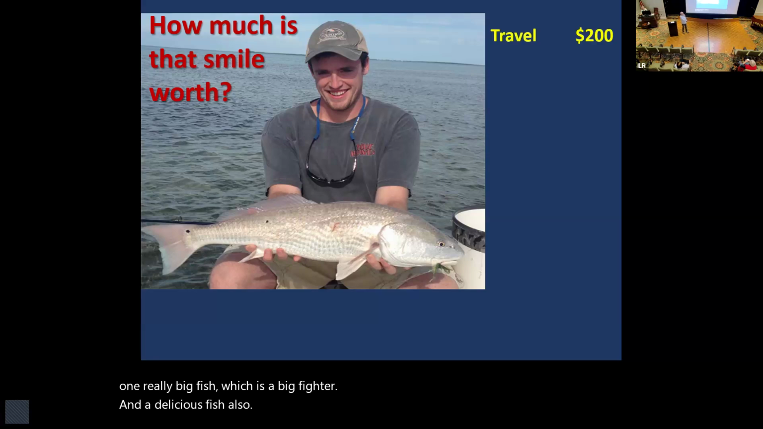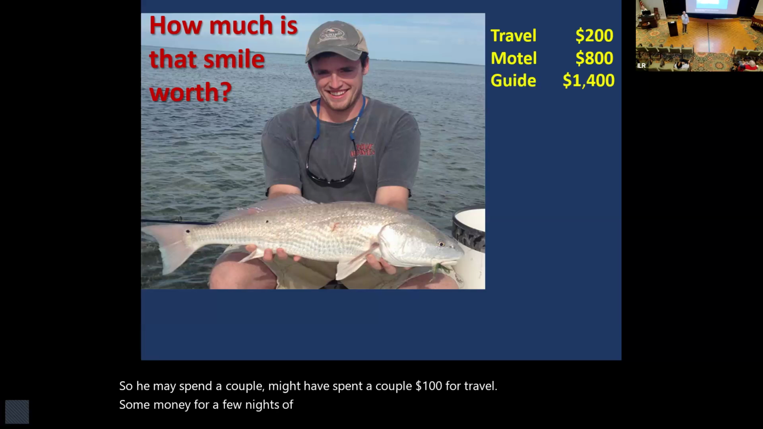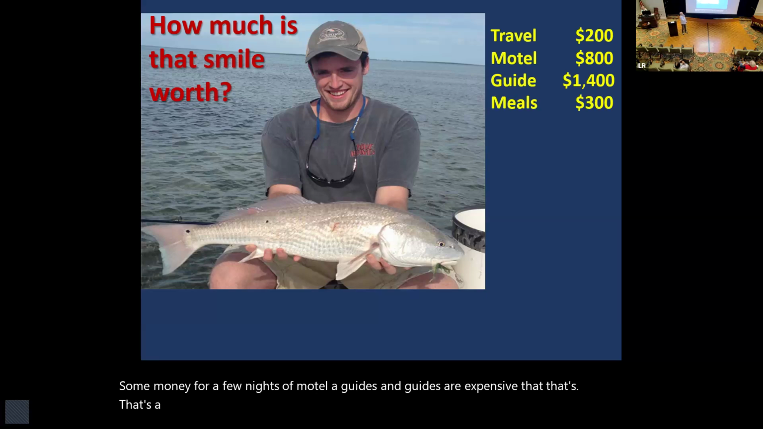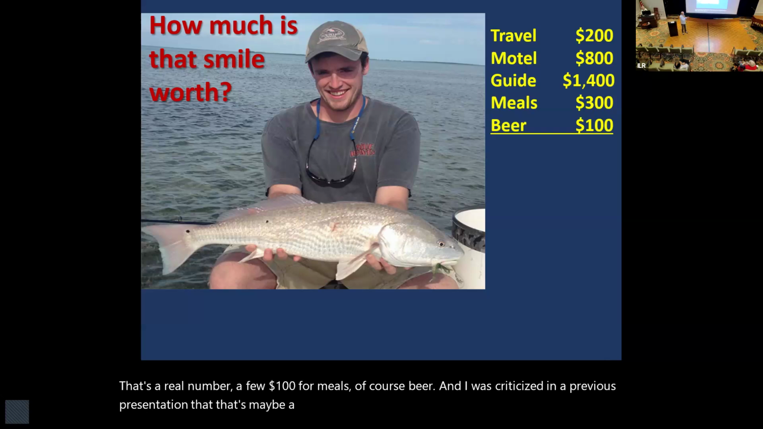So he might have spent a couple $100 for travel, some money for a few nights of motel, guides, and guides are expensive. That's a real number. A few $100 for meals. Of course, beer. And I was criticized in a previous presentation that that's maybe a way underestimate. So that added up to almost $3,000.